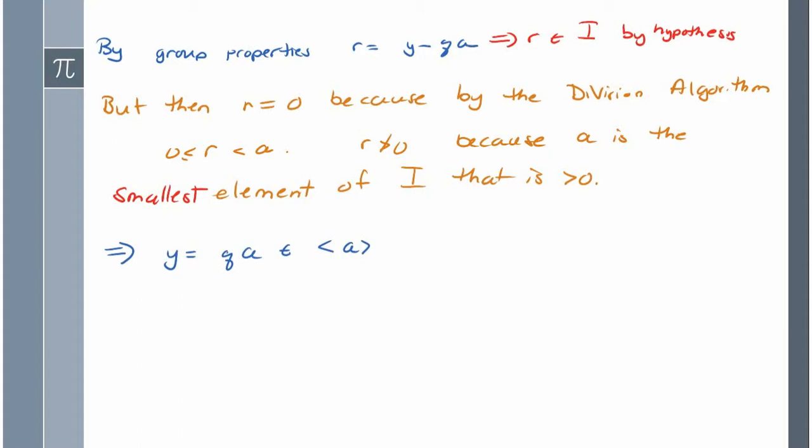That means that Y is of the form QA, which is the definition of being in the cyclic subgroup generated by A. So therefore, I have set containment in the other direction. Hopefully this filled in the remaining lines, and let me know if there's a problem.